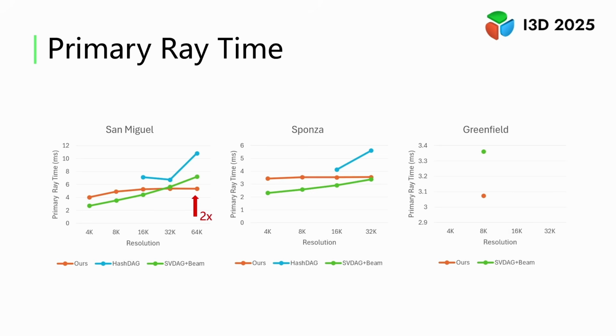We now compare the time to compute primary ray intersection points. Our method has advantages in high resolution scenes and real open world scenes, achieving a maximum speed of up to twice that of HashDAG in the test scenes.